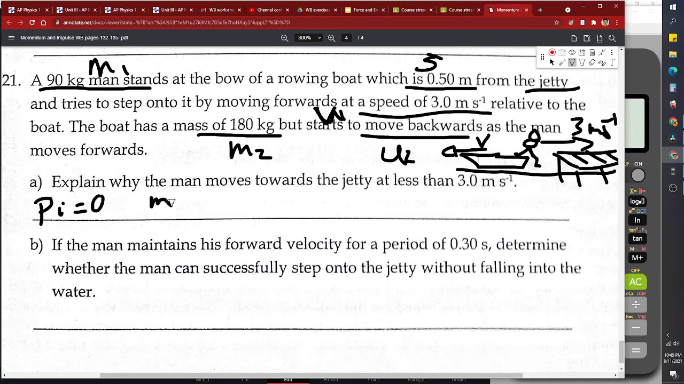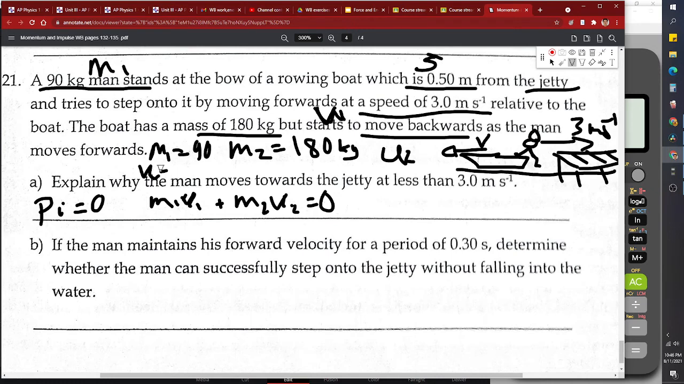So that means the man and his velocity plus the boat and its velocity, I keep writing v, don't I, will equal 0. So what if we replace it with the information we do know now? We know M2, we know M1, V1 is 3, and then we're going to find what V2 is. Because V2 is going to help us explain why the man steps off the jetty at less than 3 meters per second.